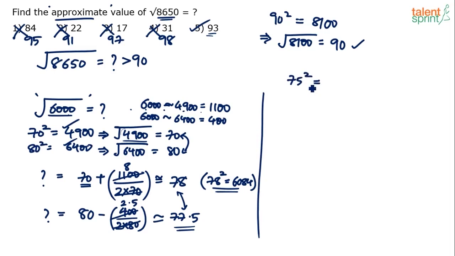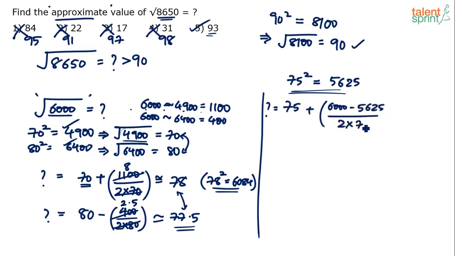What is 75 squared? We have discussed how to find the square of a number that ends in 5. 75 squared will be 7 times 8, 56, then 25: 5625. Now if you observe, 5625 is also close to 6000. 5625 is a perfect square in the first place and it is close to 6000. So if I consider 75 as the base, I know that the given value 6000 is more than 5625. So the answer should be more than 75. So the answer will be 75 plus something, the difference between 6000 and 5625, divided by 2 times 75.